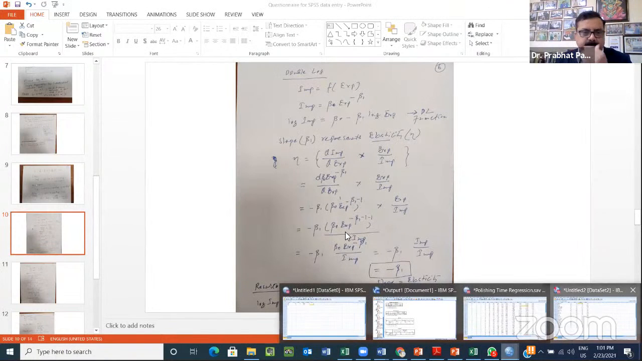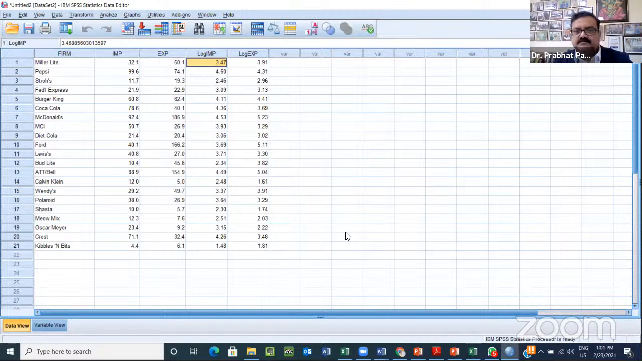Sir, hello sir, this is Abhijit Kara. Yeah. Actually, sir, I have a question for single log. For example, if we transform a variable, for example, expenditure, into log expenditure, but IMP is only the original value. Yeah. Then what will be the?